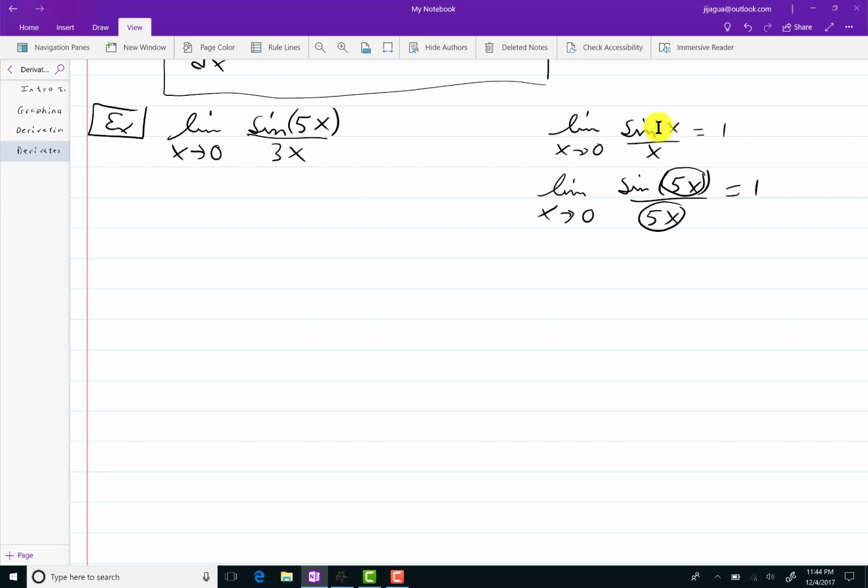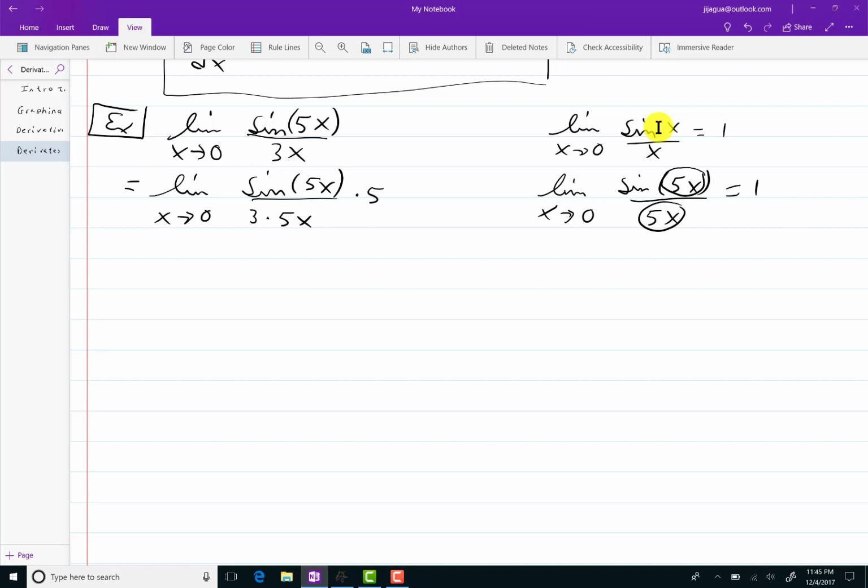So what I'm going to do is try to force a 5x in that denominator. Here's how you do it. The limit as x goes to 0, sine of 5x. Now in the denominator I have 3. I'm going to write it as 3 times 5x, but then I'm also going to multiply by 5. So the net effect of what I did is I multiplied and divided by 5.